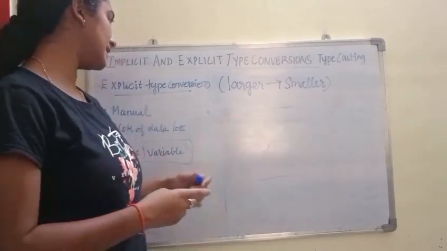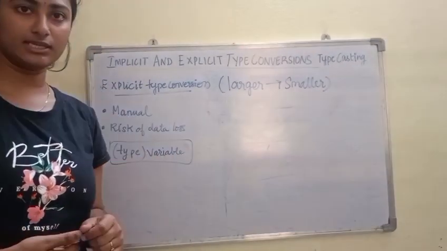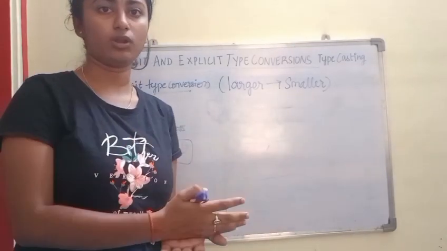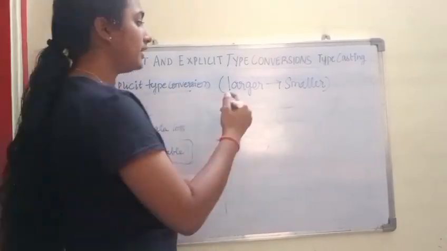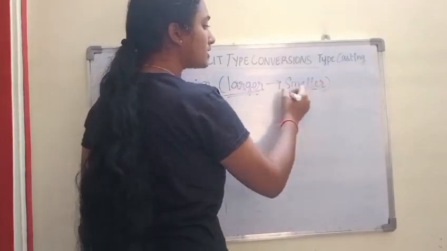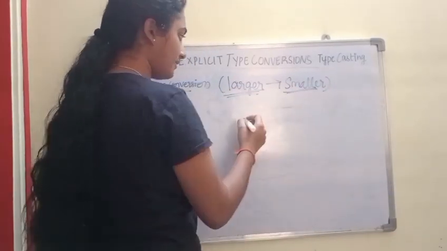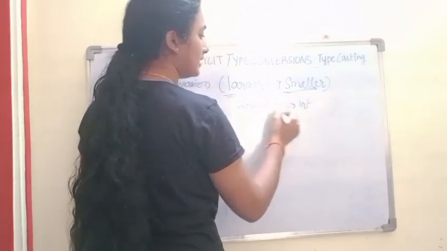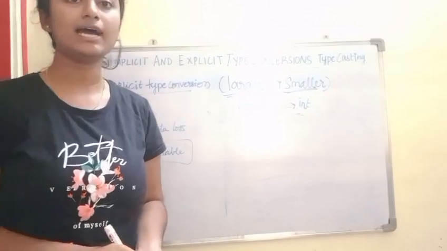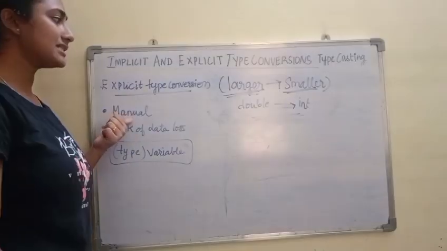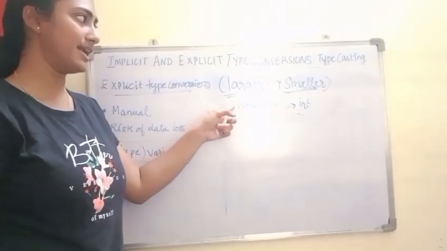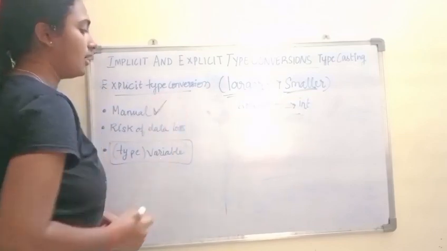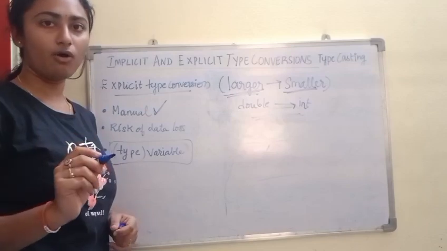Now let's see explicit type conversion, or explicit typecasting. Unlike implicit, where we convert a smaller data type to a larger one, in explicit we convert a larger data type to a smaller data type. In the same example as before, we convert a double to an integer. This cannot be done automatically, it has to be done manually. So explicit type conversion, wherein you convert a larger data type to a smaller data type, has to be done manually only, and there is a possibility of losing data.